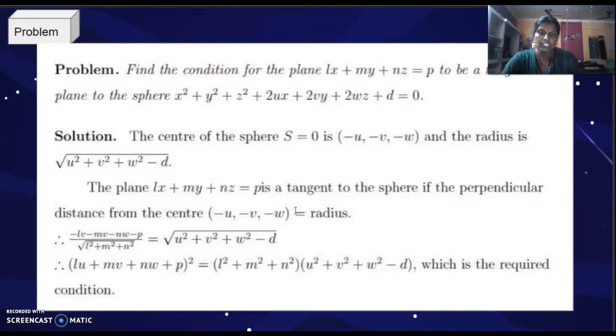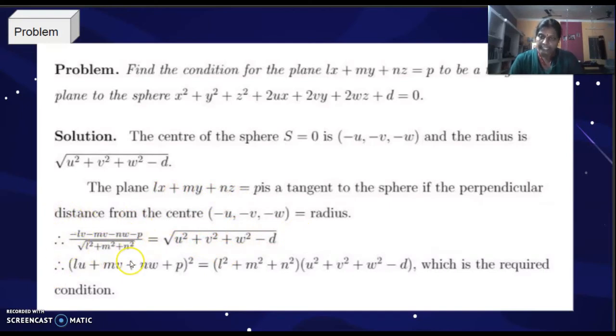That is, the perpendicular distance from the center is nothing but the radius. So we can apply the perpendicular distance formula. In the plane, substitute the points (-u, -v, -w), and divide by the square root of the coefficients of x, y and z, l square plus m square plus n square, equal to the radius.